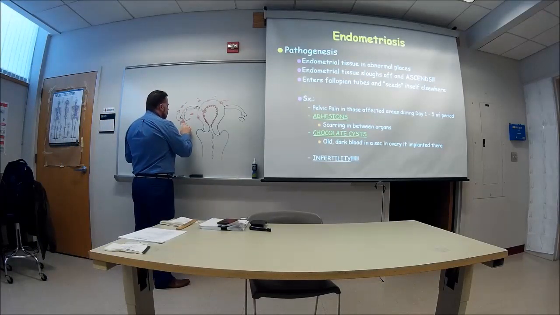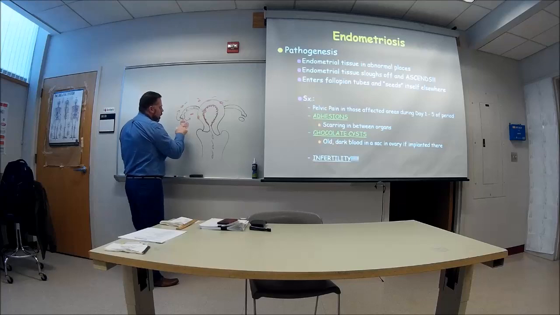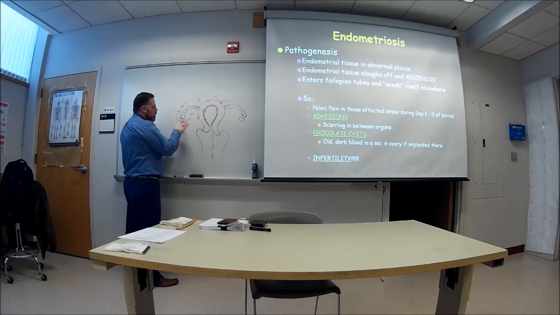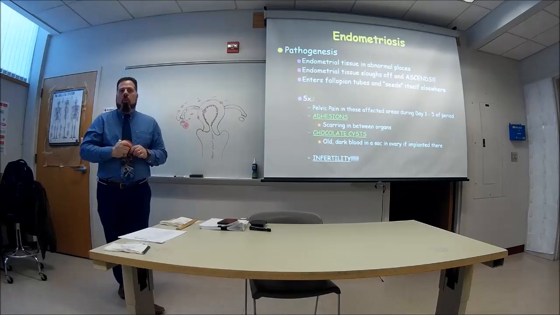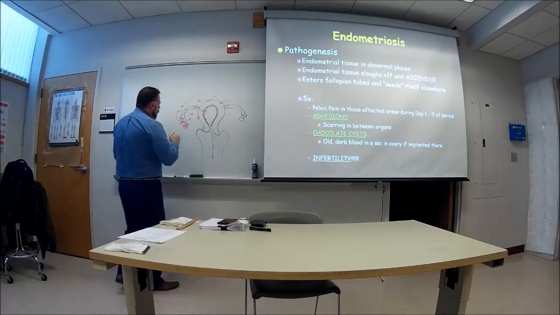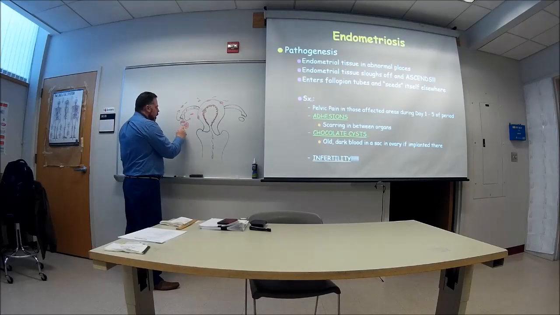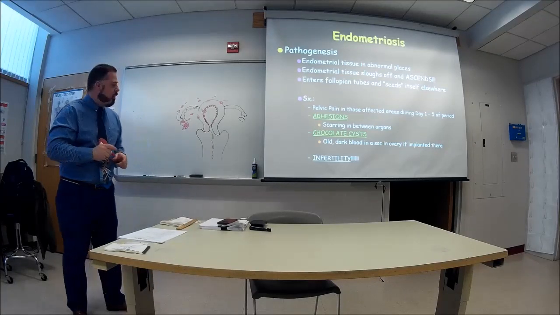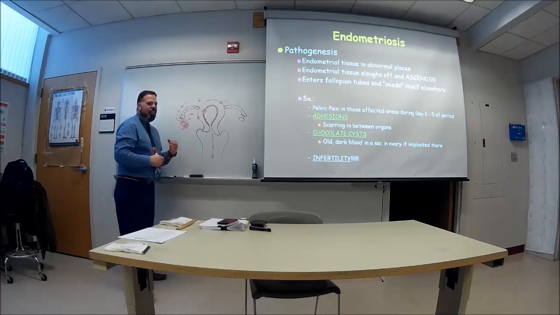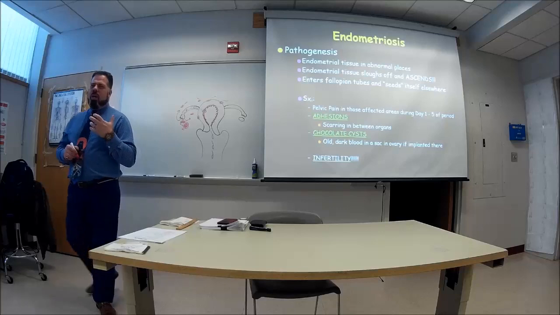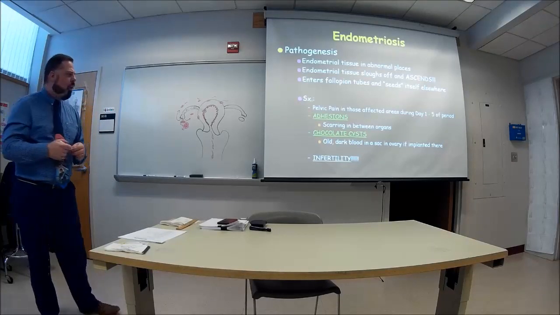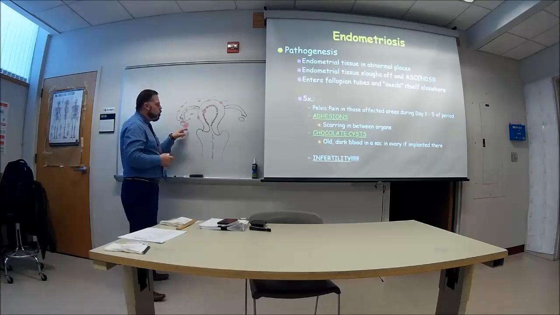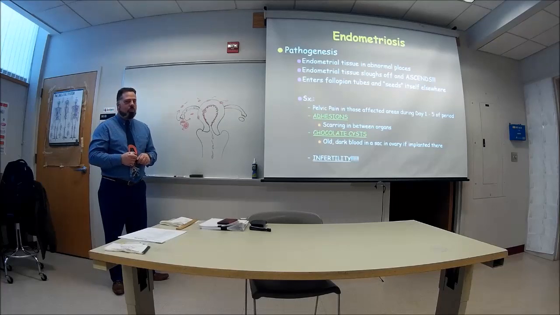A lot of times these will form what we call cysts, and the blood may not come out of the cyst, but may sit in there. We put a scope in there to take a look at it, and we rupture it. The fluid that's in here is blood, but it looks very chocolatey, like that thick chocolate syrup kind of thing. So we refer to these as chocolate cysts.